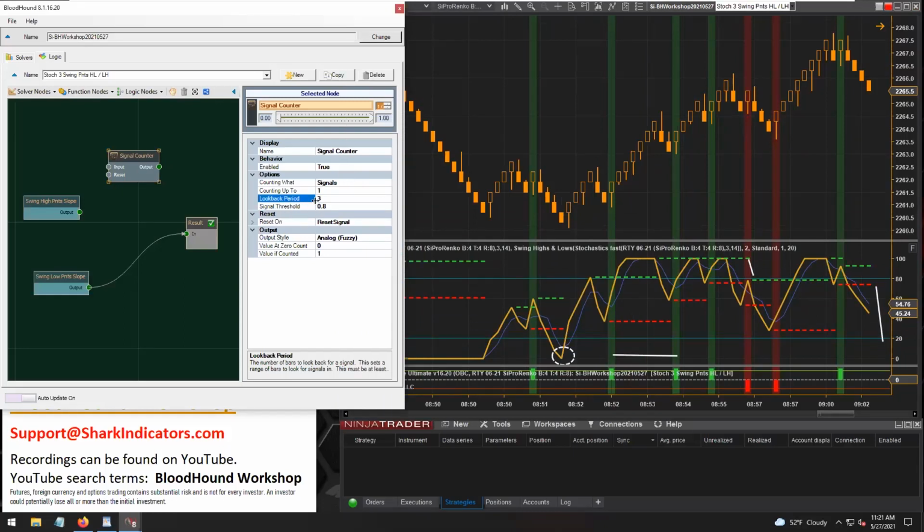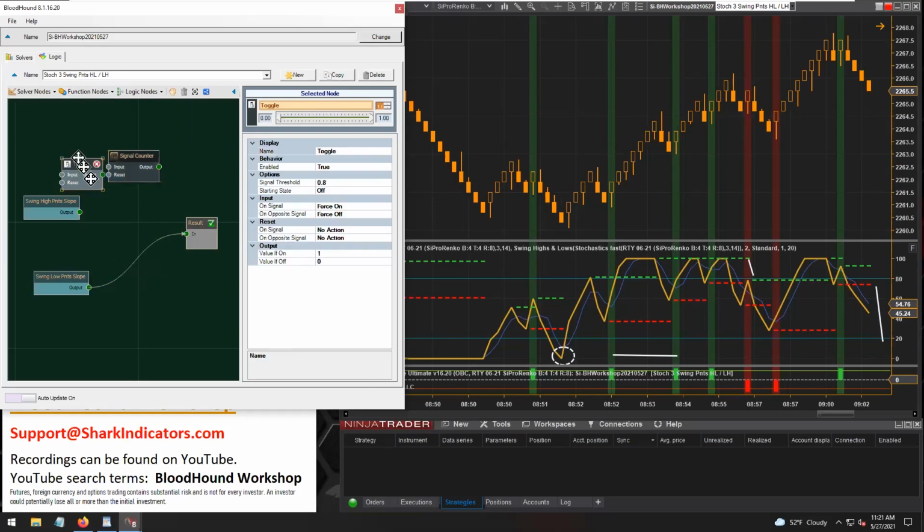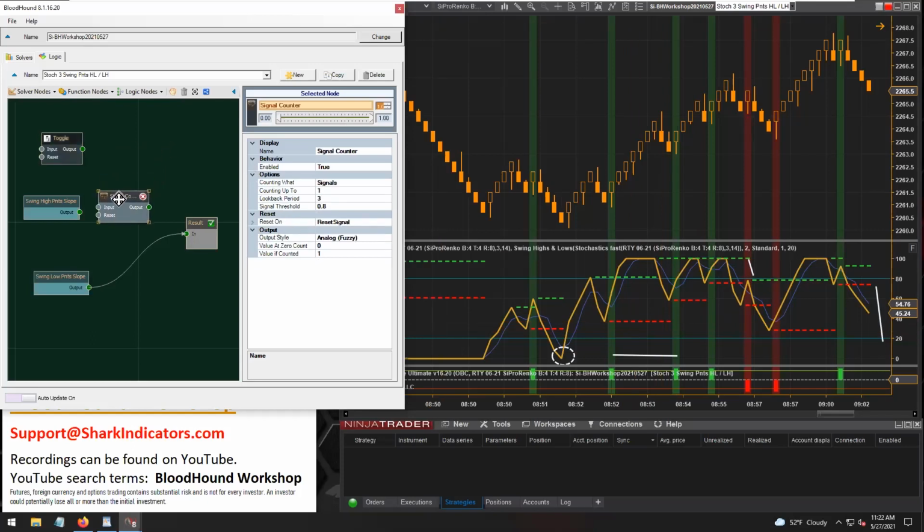So earlier I was trying to think if there's another way to count these two long signals in a row that doesn't require using a look back period. Basically my other alternative would be to use a toggle node, to somehow implement a toggle node instead of using a signal counter. Well, I'm going to try and use the signal counter first.